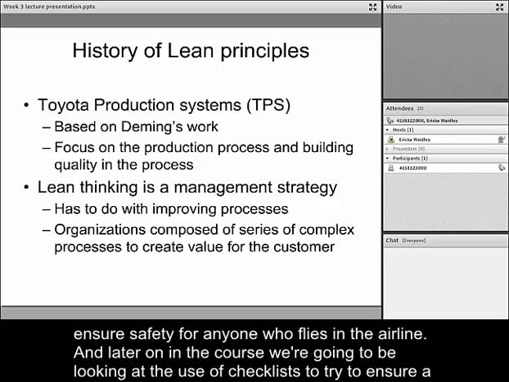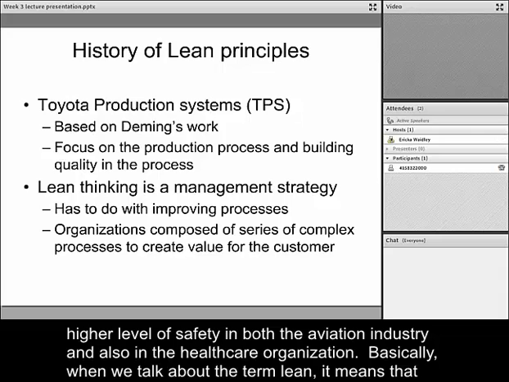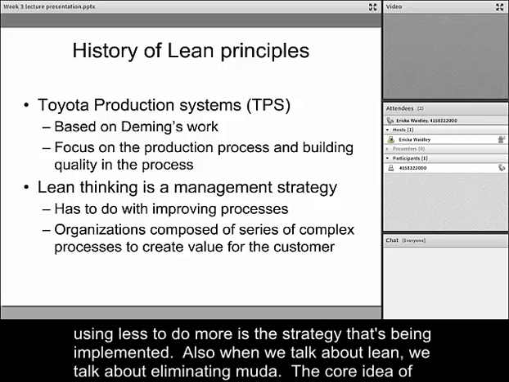And later on in the course, we're going to be looking at the use of checklists to try to assure a higher level of safety in both the aviation industry and also in the healthcare organization. Basically, when we talk about the term lean, it means that using less to do more is the strategy that's being implemented.